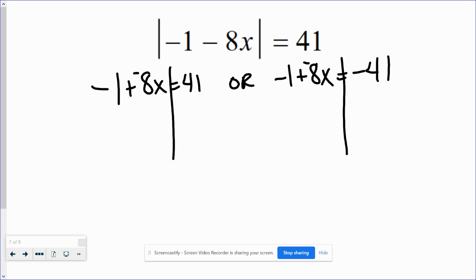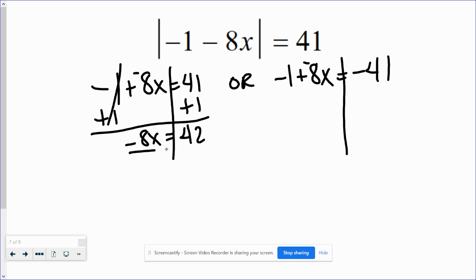So I would get rid of the negative 1 with a positive 1, or adding 1. So negative 8x equals 42. And some people right now are going to start freaking out and thinking that we did something wrong. And I'm going to say, sometimes we get fraction or decimal answers here. That's okay. So you could certainly just divide that, and 42 divided by 8 would be 5.25. This will be negative because they're two different signs.